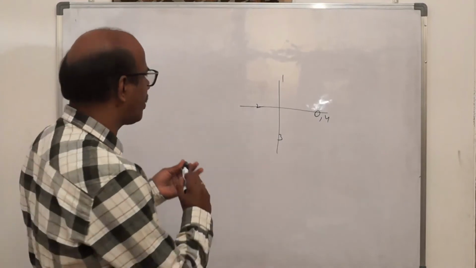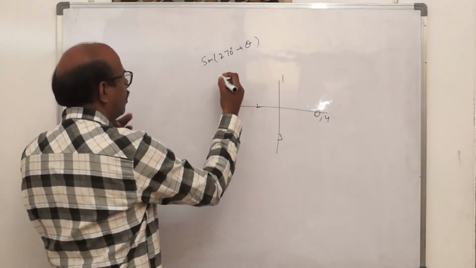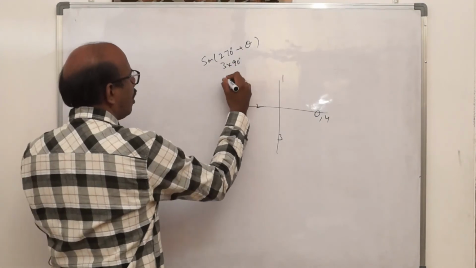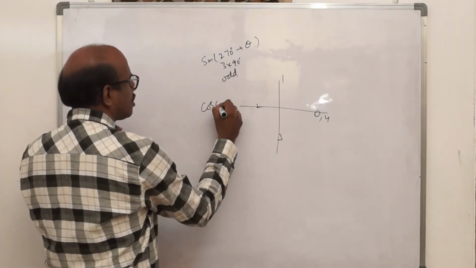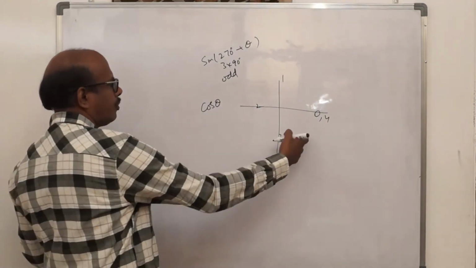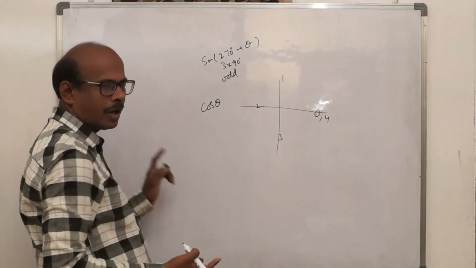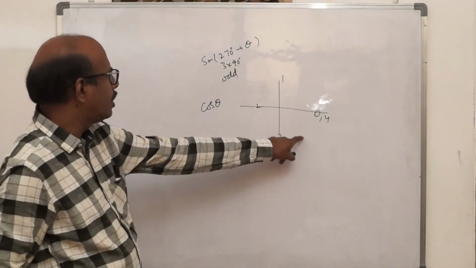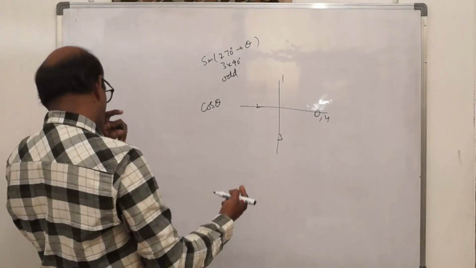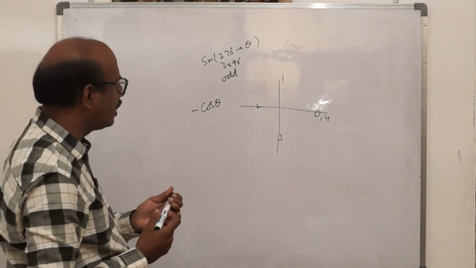Next, one more example: sine of 270 plus theta. 3 into 90, 3 is odd, there is a change, sine changes to cos, cos theta, 50% of the problem completed. Here 3, plus means forward, it will be the fourth quadrant, where cos and sec are positive and the remaining are negative. The question is sine, so sine in the fourth quadrant is negative, so minus cos theta. I think it is clear.